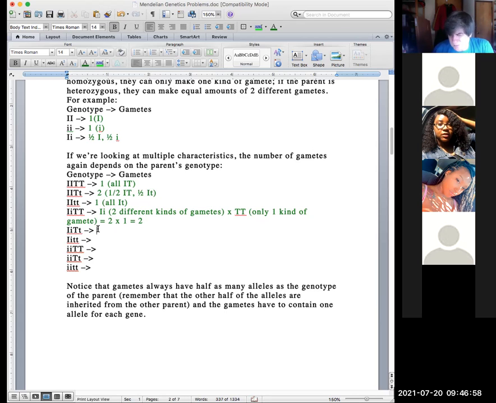Notice the most possibilities we can have with 2 genes, I should say, is we could have 2 different I's, and we could have 2 different T's. So we could have 4 different combinations, 4 different gametes. So we can have 1, we can have 2, we can have 4. But notice there would never be 3 possibilities.